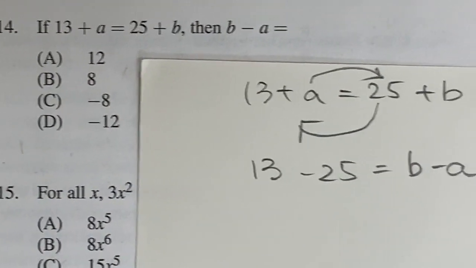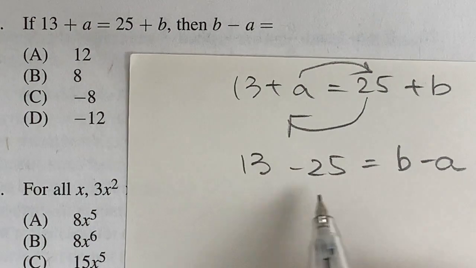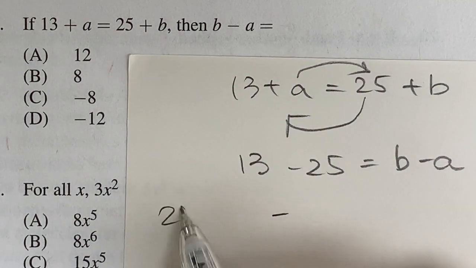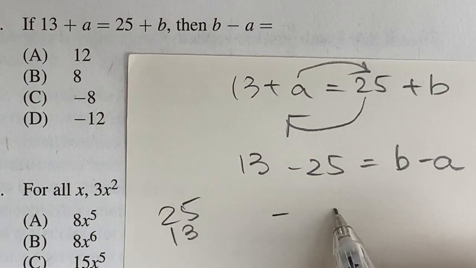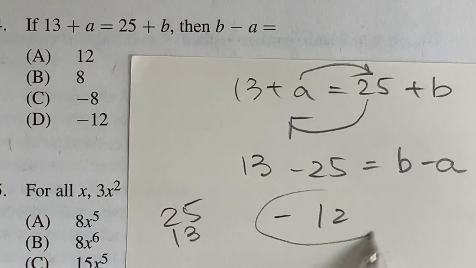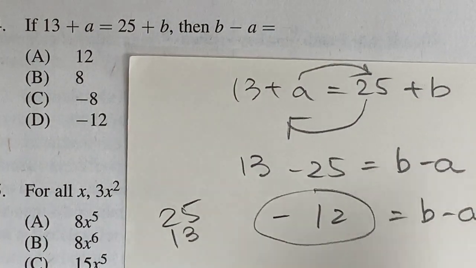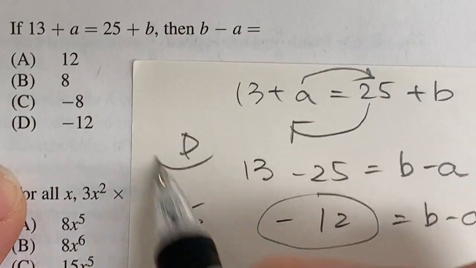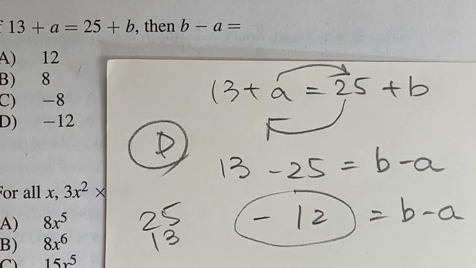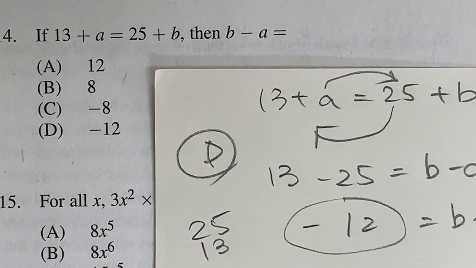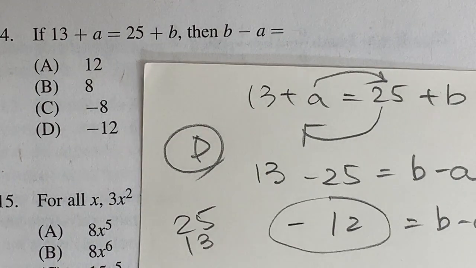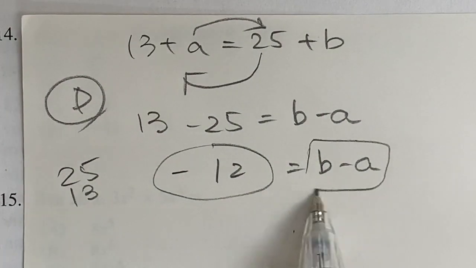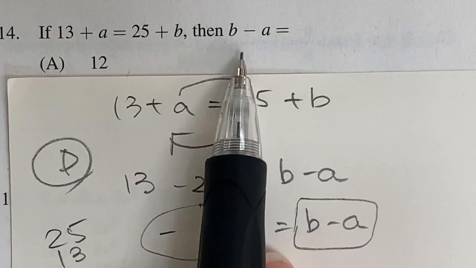So in this case, if I just find b minus a, which is negative, so 13 minus 25, 25 minus 13 is 12. So negative 12 is going to be b minus a. So then the answer is D. So here, make sure you don't waste your time trying to find the value of a or the value of b. All you need to do is make an equation look like exactly what they are asking.